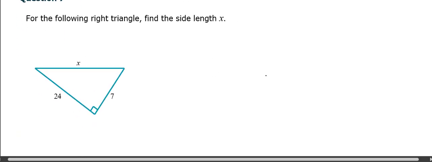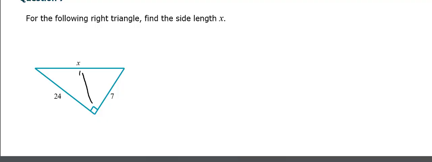Our next problem again deals with a right triangle. So we're asked to find the side x of the following right triangle. The first thing I do is locate my hypotenuse, which is opposite my right angle. So it's the sum of the squares of the smaller legs: 7 squared plus 24 squared would equal my hypotenuse squared, or x squared in this case.